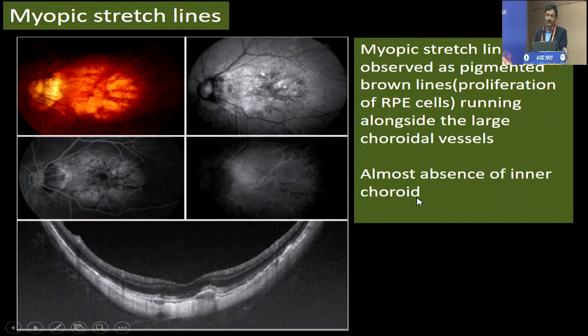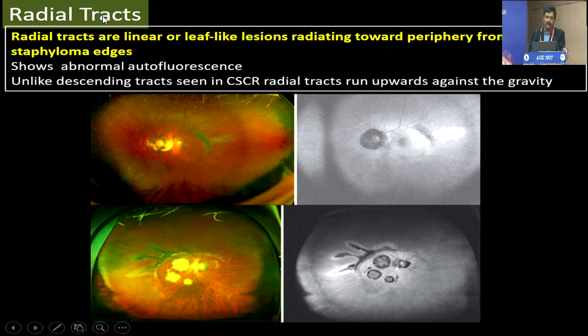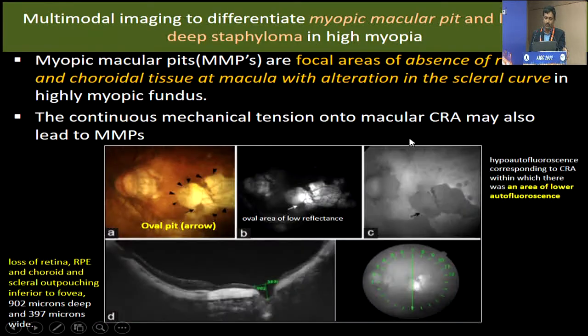There is another entity which has been described as myopic stretch lines, as you can see here. These are basically due to proliferation of the RPE cells, which you tend to see adjacent to the choroidal vessels. Another thing which has been described is linear or leaf-like lesions radiating towards the periphery. These are called radial tracts, and these can be identified on autofluorescence also.